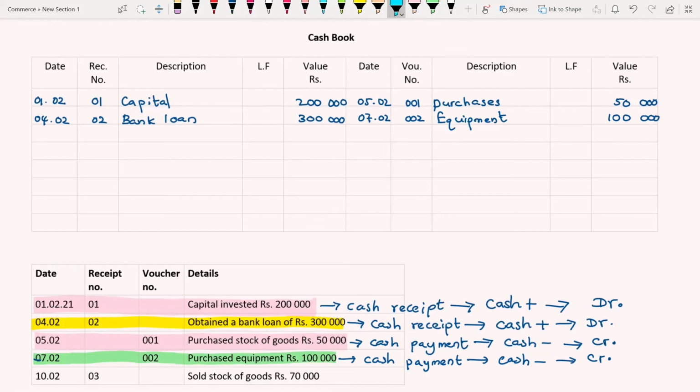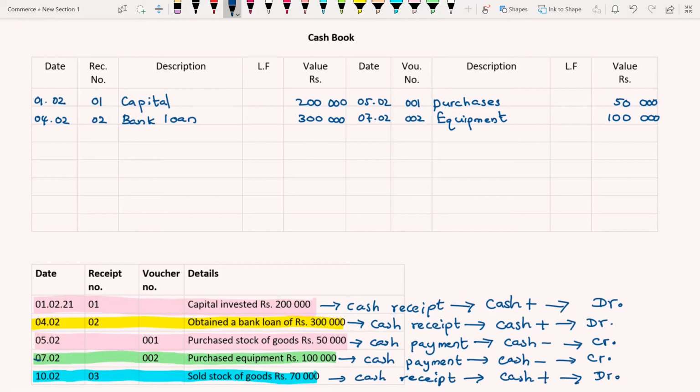Okay, the next transaction is 10th of February. Sold stock of goods 70,000 rupees. Now this is a cash receipt. Business receives cash from the cash sales. So cash increases, therefore we need to debit this transaction in the cash book. 10th of February, 03 is the receipt number, sales, and the value is 70,000 rupees.